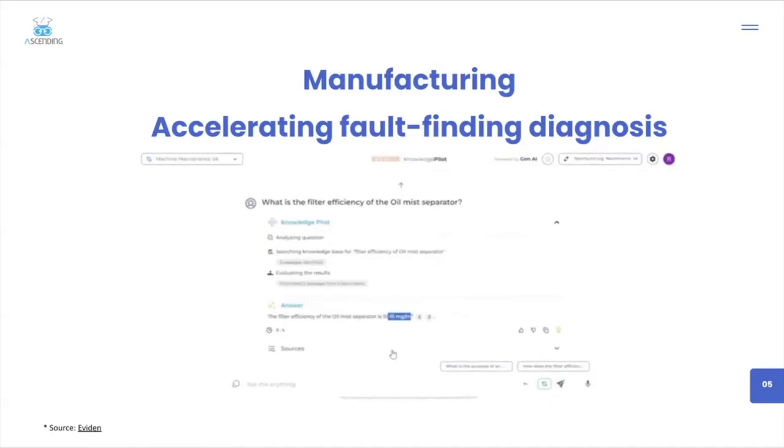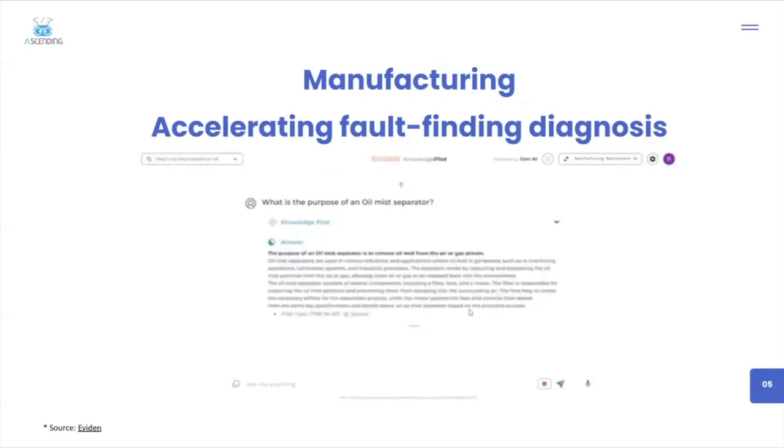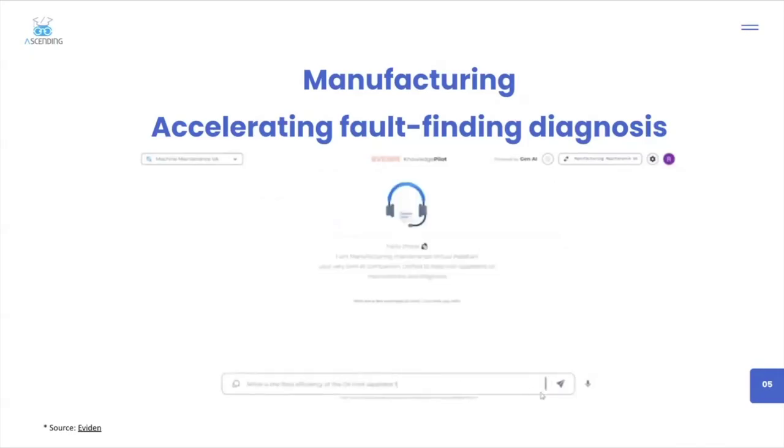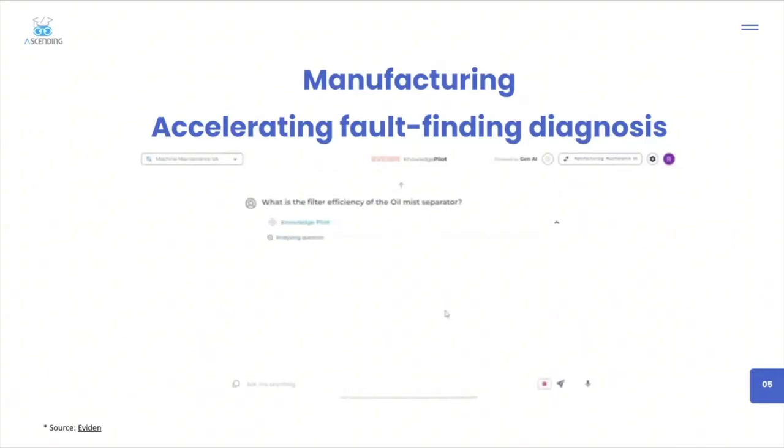Not only that, the AI will ask follow-up questions for you. Towards the bottom, you see there are 2 rectangle boxes: What is the purpose of the oil mist separator? And how does the filter efficiency of the oil separator compare to the other separators? So AI helps you to ask follow-up questions. This really saved the technician's time when trying to do what they call FFD, fault finding diagnosis. And I want to remind you to keep this usage pattern in mind because you will see it in other industries over and over again.